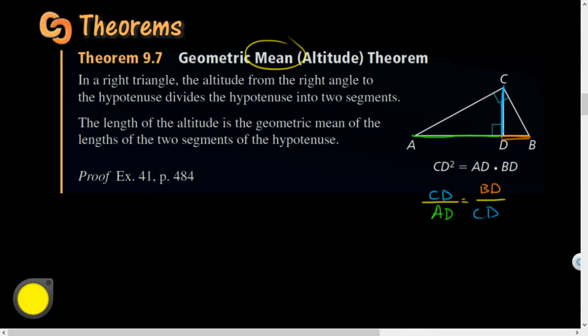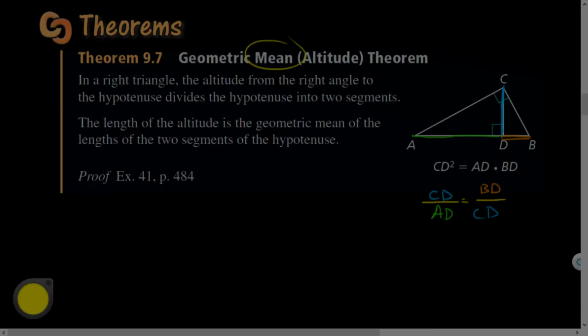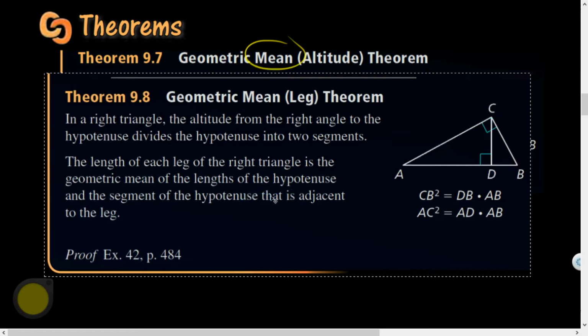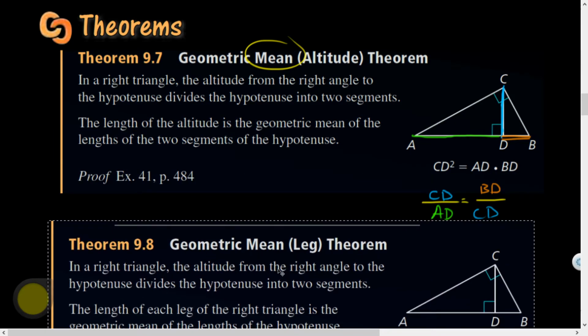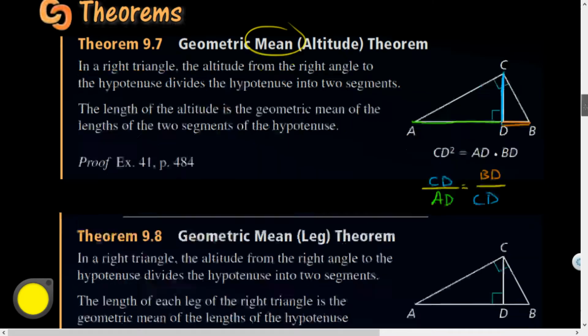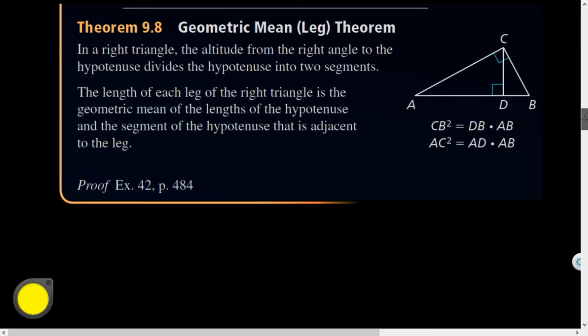All right, this next one is trickier to see. Oh boy. The geometric mean leg theorem. This one takes a little while longer. All right, geometric mean leg theorem. In a right triangle, the altitude from the right angle to the hypotenuse divides it into two segments. I remember that. That sounds very similar to the thing that we just said a moment ago.